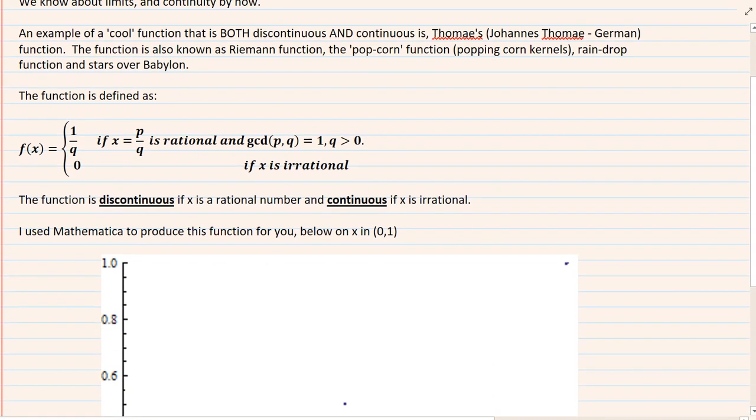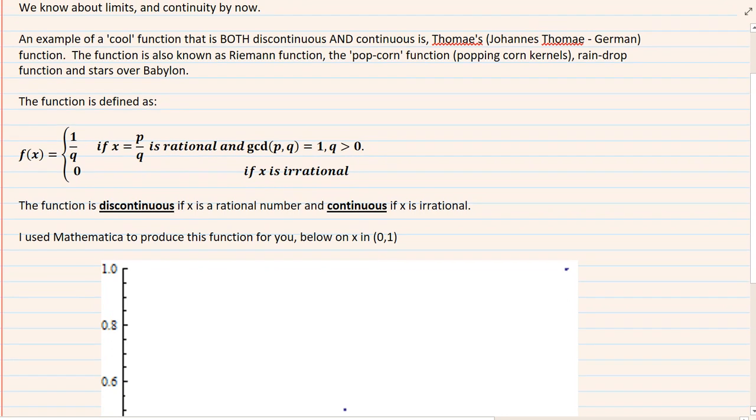This is an interesting function. I'm not sure if you've seen this or not, but if you have, then that's fine. If you haven't, I think you're going to like this. This is a function that has many names. Actually, it's Thomae's function, named after the German mathematician Johannes Thomae.